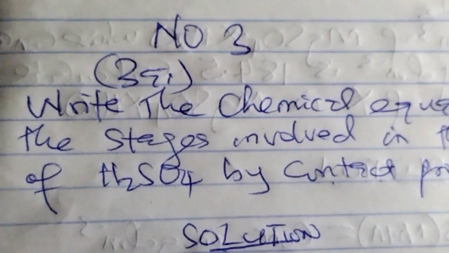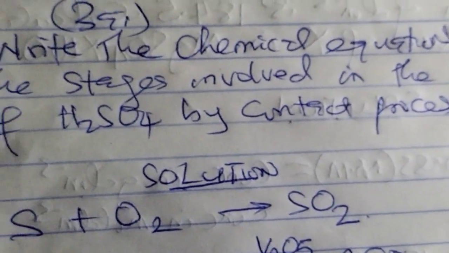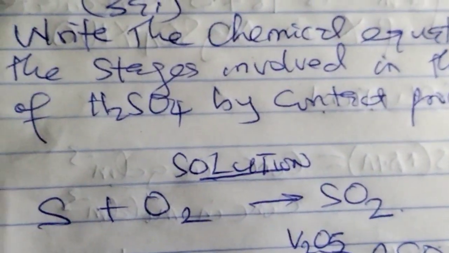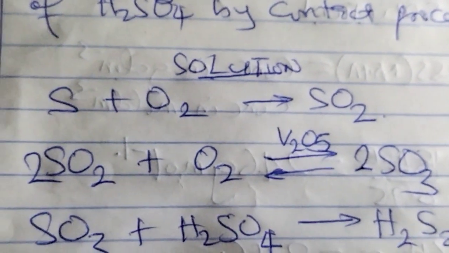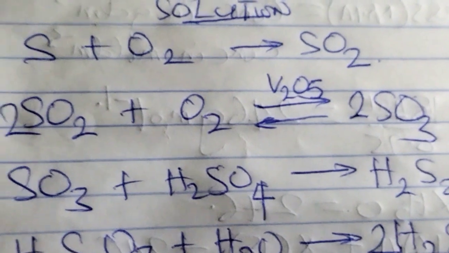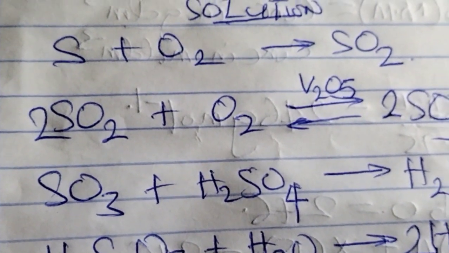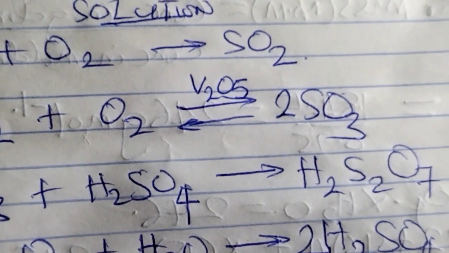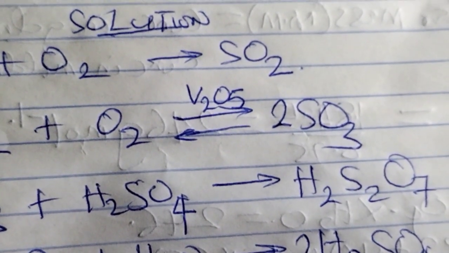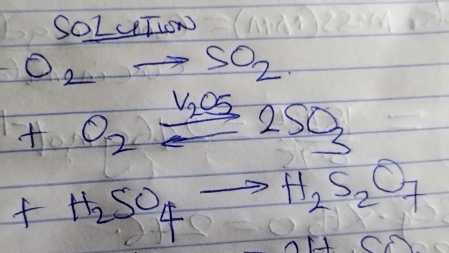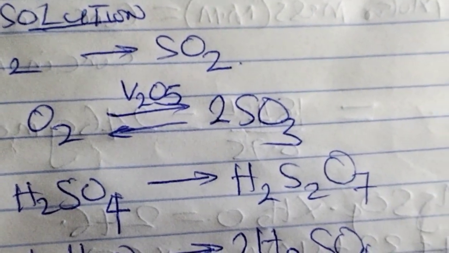Number 3, we'll go to number 3 question that says, write the chemical equations to show the stages involved in the manufacture of tetraoxosulphate(VI) acid by contact process. Solution, the first equation is S plus O2, giving us SO2. Second equation is 2SO2 plus O2, and you have a reversible sign, and on top of that sign is the catalyst V2O5, vanadium(V) oxide, giving us 2SO3.